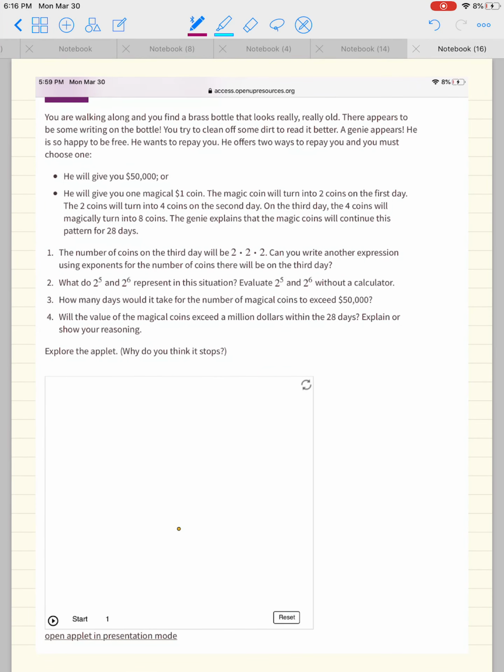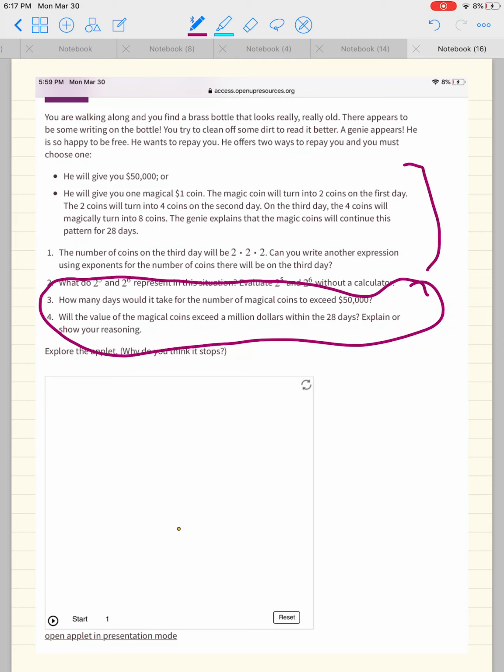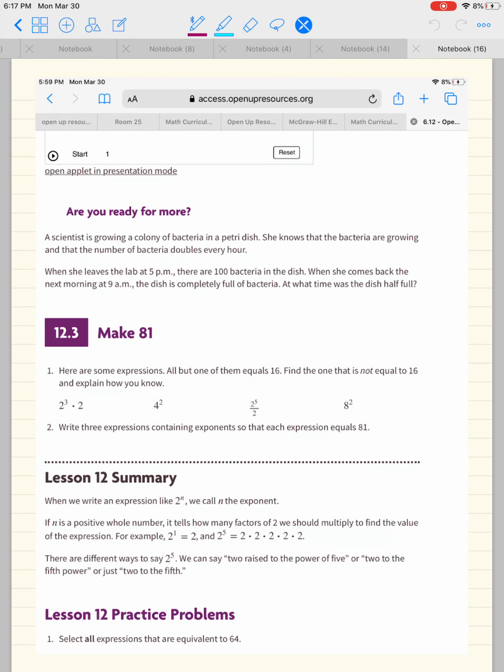going back to that, you can see that it keeps doubling and doubling and doubling, and it gets to be a huge amount. So your two things you're trying to figure out is how many days it takes to exceed $50,000, and is that going to be within 28 days. So once you figure those out, you can figure out which choice you would prefer, which deal you would make with the genie. I'm not going to give you guys the answers to this because I think it takes away some of the fun. So go ahead and work on that. Unpause the video when you're done.